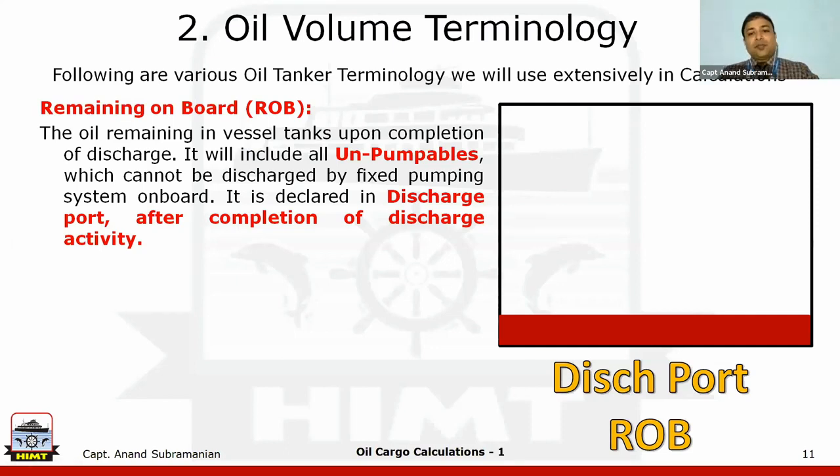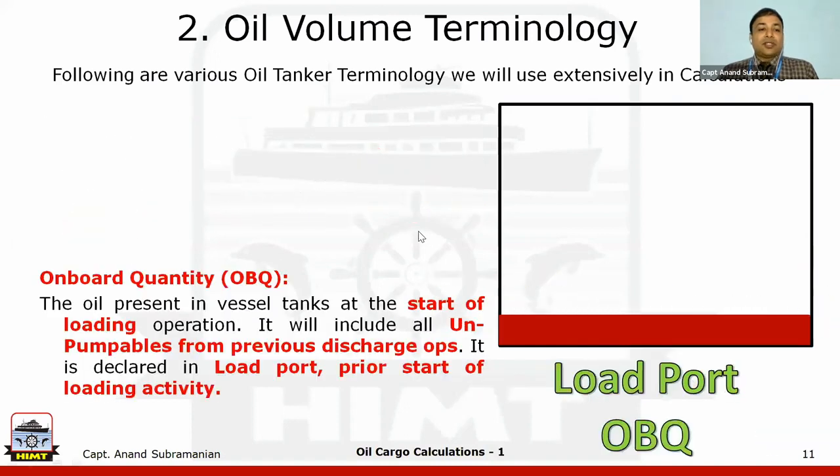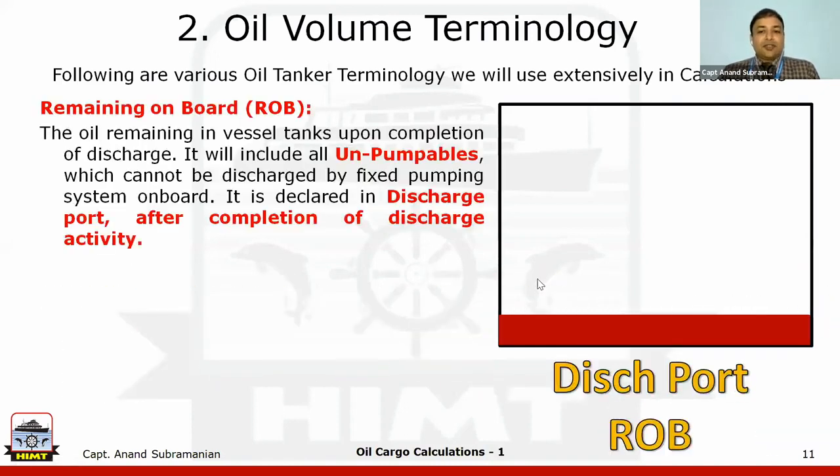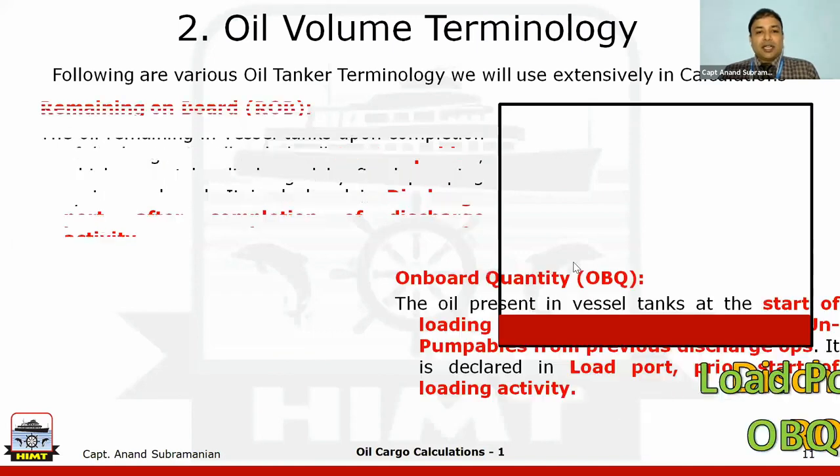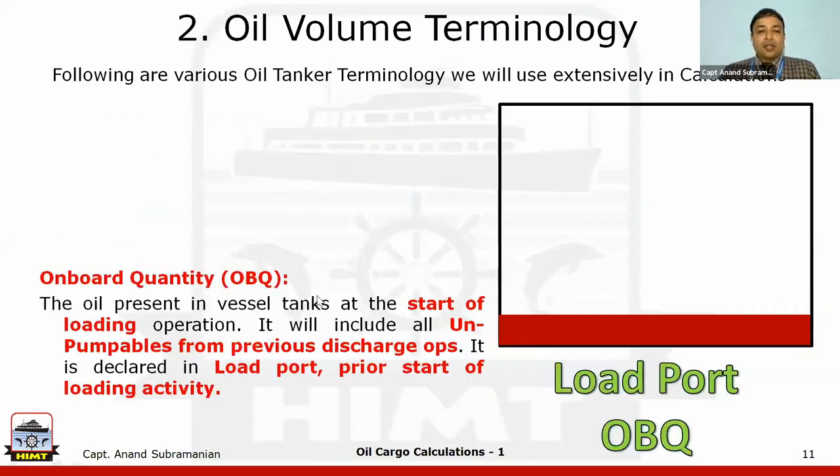Now the same ship is going to a load port. In the load port, she arrives with this quantity of oil at the bottom of the tank, and that is what is called onboard quantity. The quantity is the same. There is no difference between what is in the ROB and what is in the OBQ. Only the terminology has changed. Instead of saying remaining on board after completion of discharge, we say onboard quantity before we started the loading.